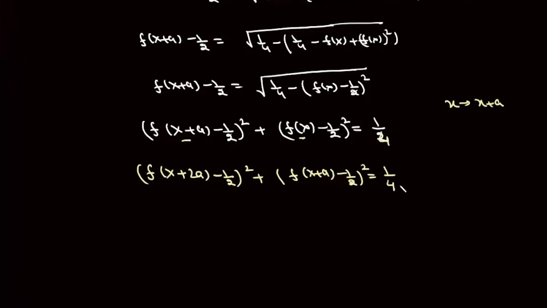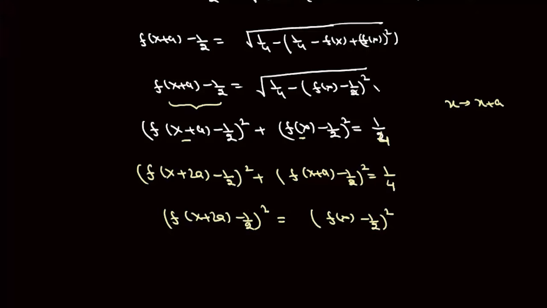1 by 4. And if we subtract first from second, we can write f(x) + 2a - 1/2 whole square will be equal to f(x) - 1/2 whole square. Now we also know this f(x) + a - 1/2 is equal to some square root term, so it will be greater than or equal to 0. So f(x) + a will be greater than or equal to 1/2, and since this is true for all x, so globally f(x) should be greater than or equal to 1/2.